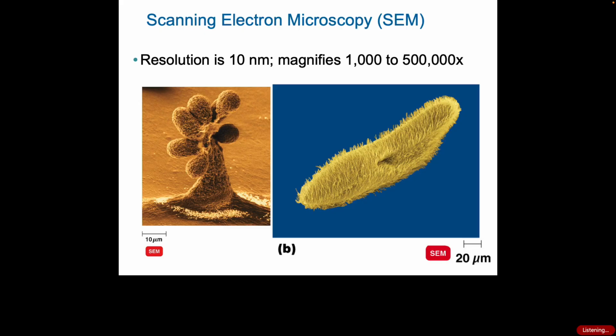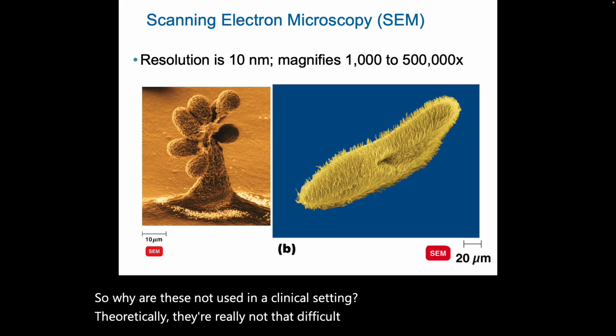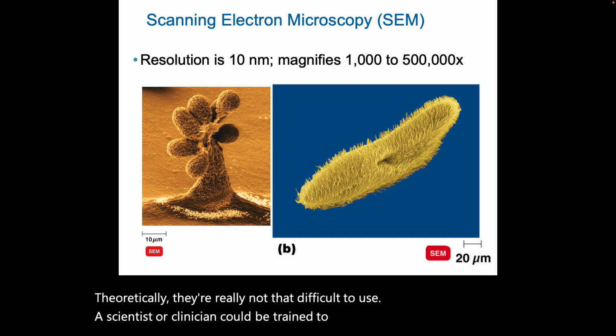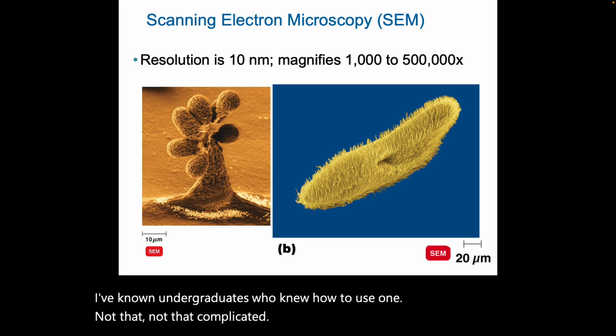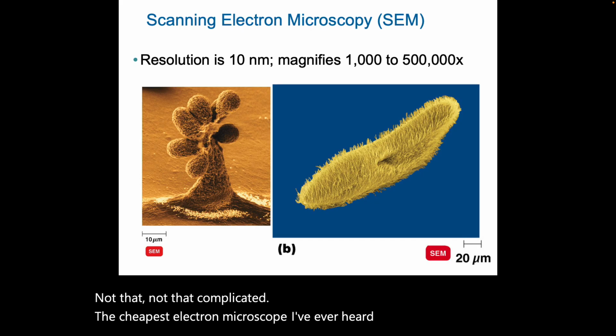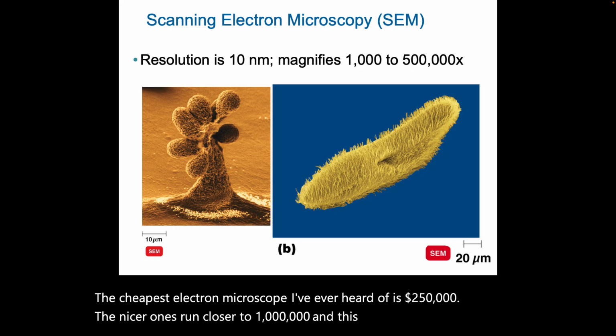So why are these not used in a clinical setting? Theoretically, they're really not that difficult to use. A scientist or clinician could be trained to use an electron microscope. I've known undergraduates who knew how to use one. Not that complicated. The cheapest electron microscope I've ever heard of is $250,000. The nicer ones run closer to $1 million. And this was before inflation. So they're just not affordable.